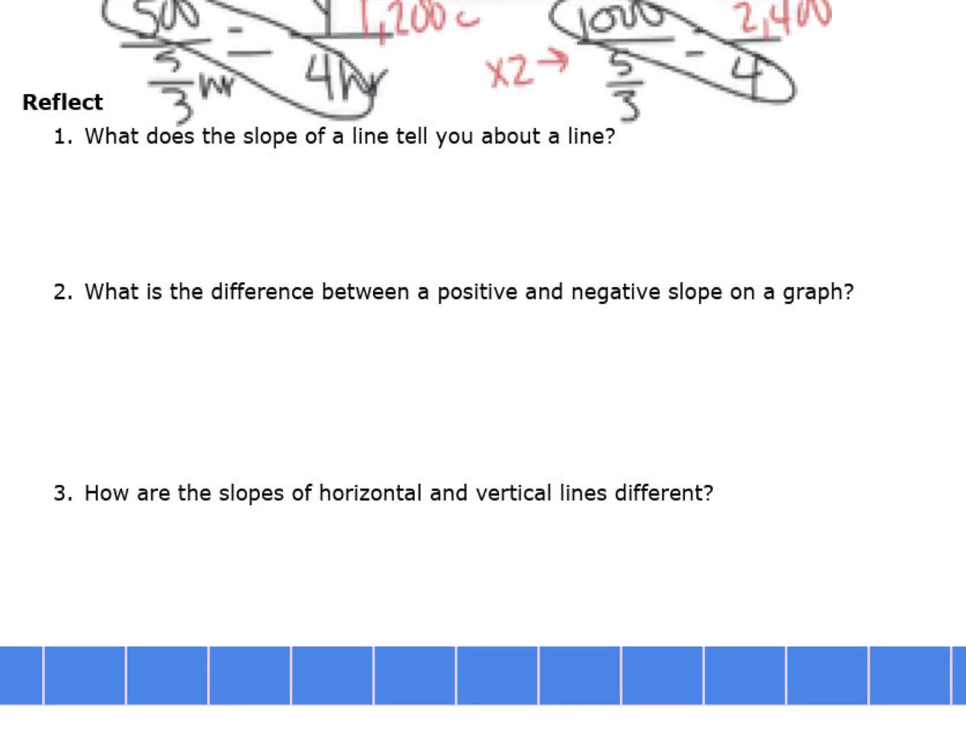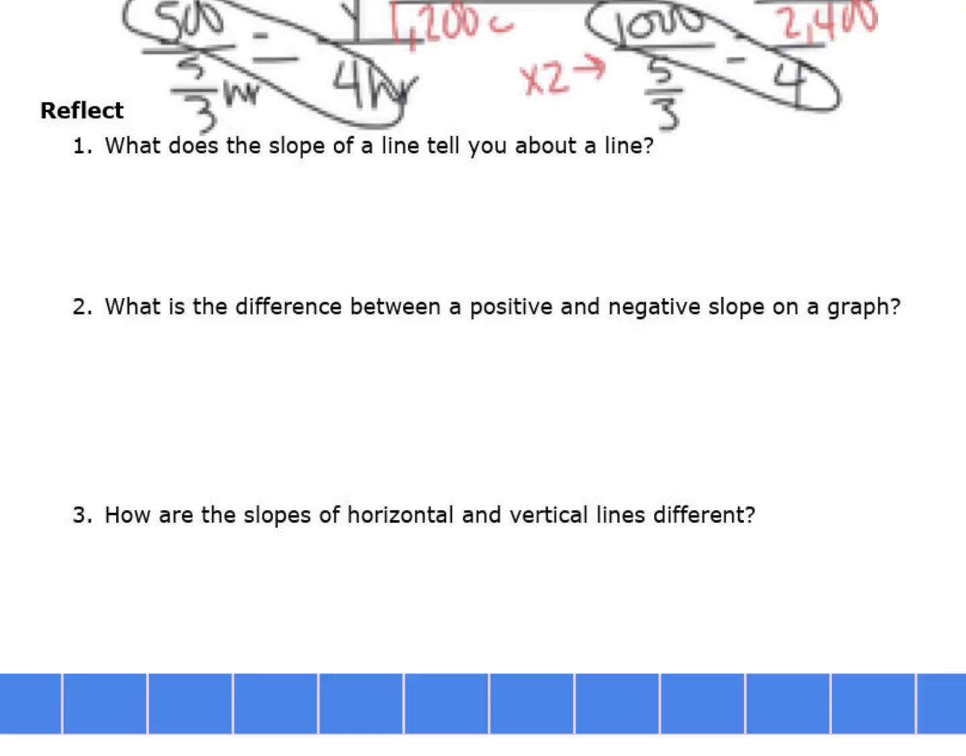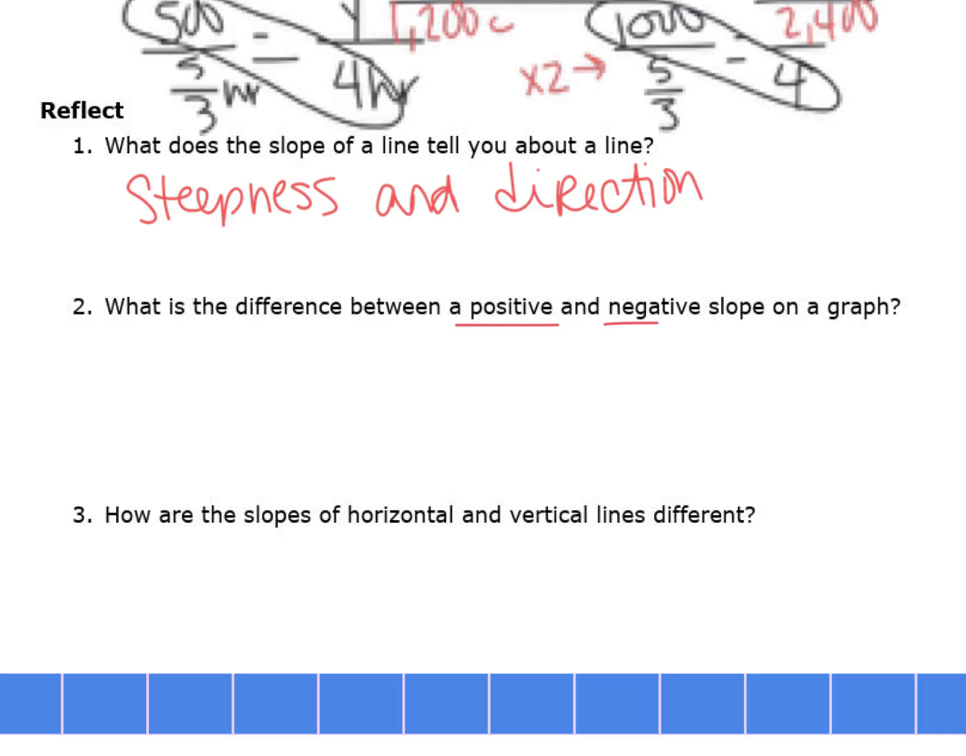All right, so tell me about slope. We talked about this the other day. What does the slope of a line tell you? It tells us steepness, how steep it is. And what else? It tells us direction. Is it going up? Is it positive? Is it going down? Negative? Is it constant, meaning it's horizontal, versus vertical? What's the difference between a positive and a negative slope on a graph?